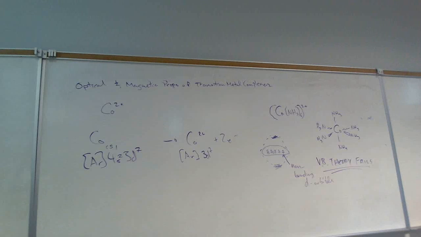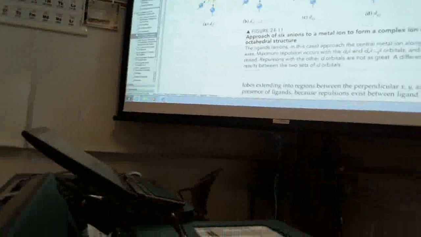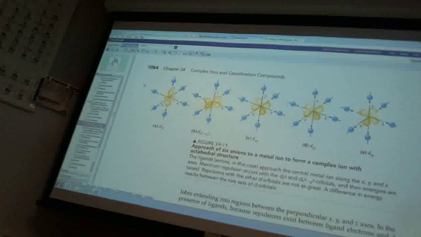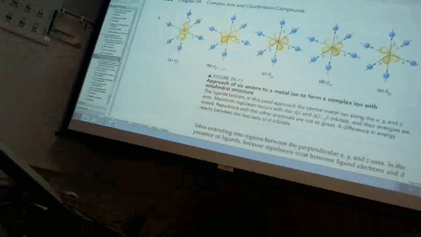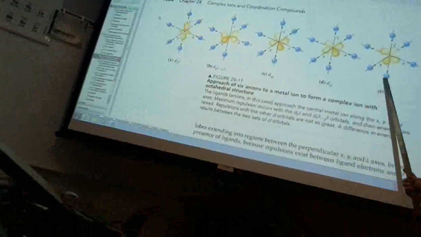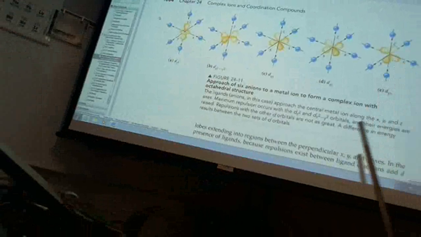This one is better. Why is this one better at minimizing repulsions? They don't go straight into it. These ones aren't going straight into the lobes. You see, they're going between the lobes, and so that minimizes the repulsion. How about this one? This one is the same as the last one because it's going between the lobes, which is better, right? And finally, this one is the same, between the lobes.